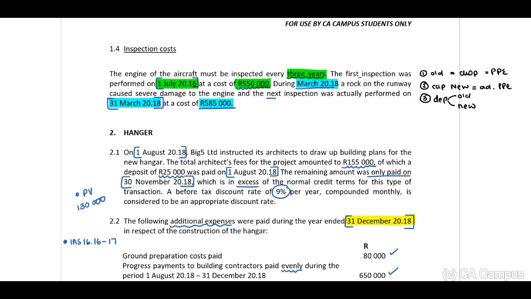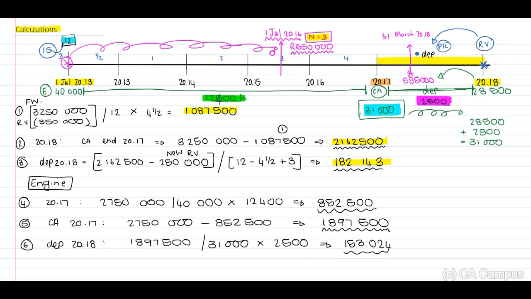Then, sorry guys, not the question. Then I need to calculate my accumulated depreciation for 2017. We need to determine what is the depreciation on the old for the first 3 months, guys. When you look at the timeline, for the first 3 months, the depreciation on the old, and then the depreciation on the new for the remaining 9 months. And we need to take out our carrying amount of our inspection of the 550,000.